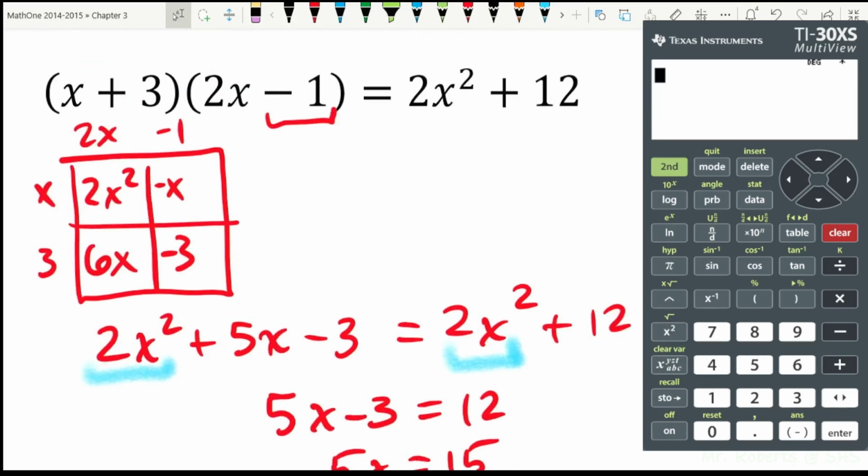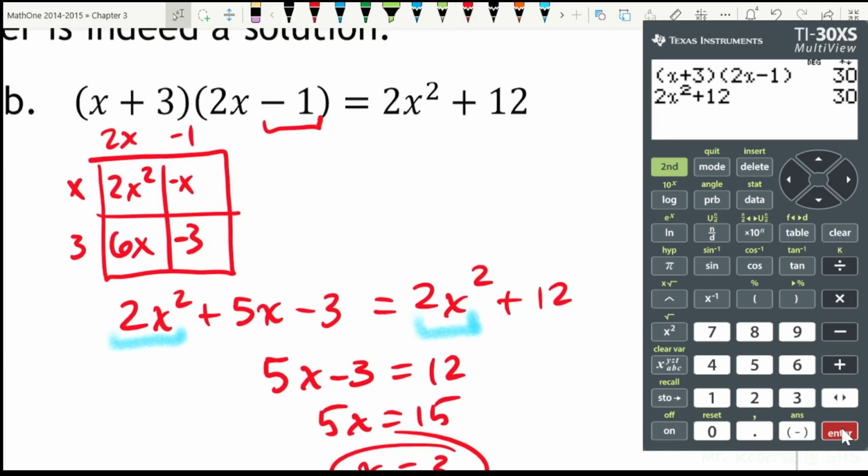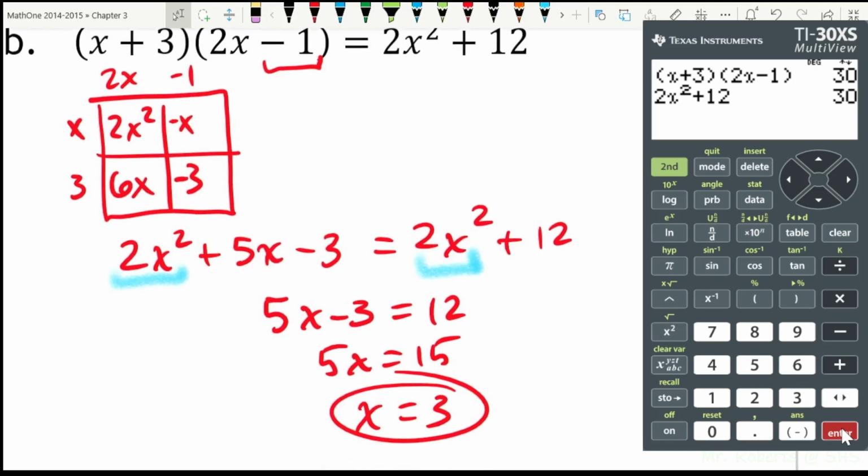Let's look at the original problem. So we had open paren, and then we had an x plus 3, and we were multiplying that by a 2x, and then a -1. Perfect. When that side is evaluated, it becomes 30. On the other side, I've got a 2x to the second power, and then I have plus 12, and that is exactly 30 as well. So when x is 3, the left-hand side is indeed equal to the right-hand side. So x is 3 is most definitely a solution to this equation.